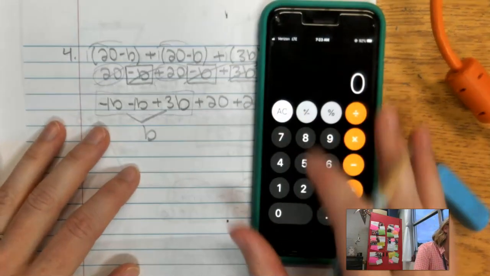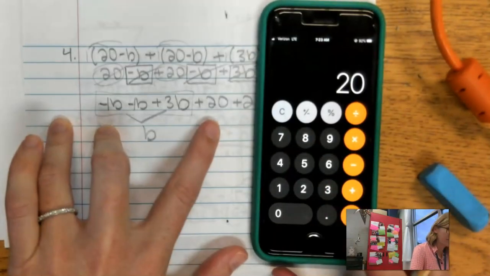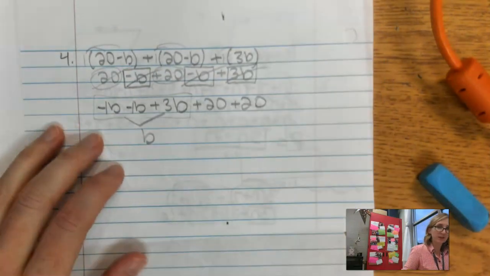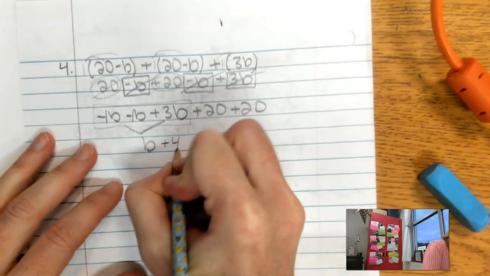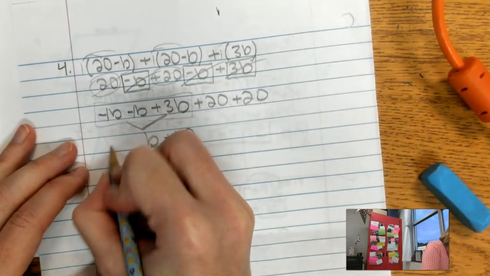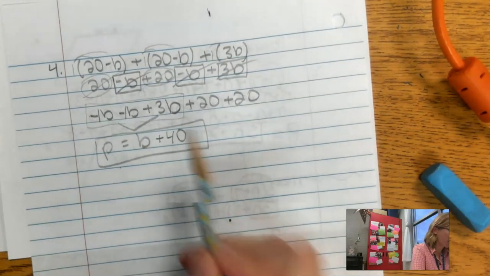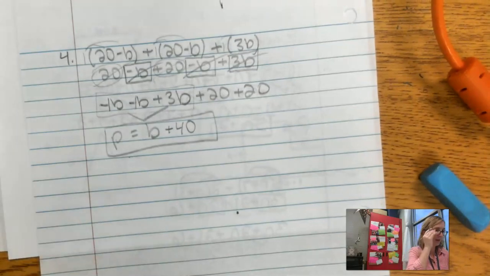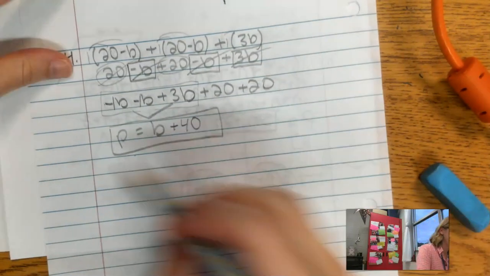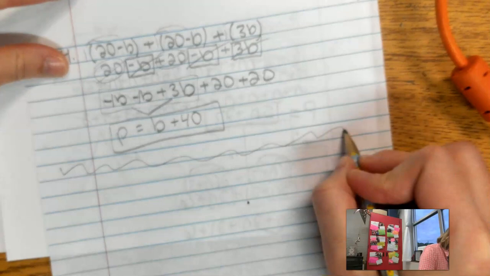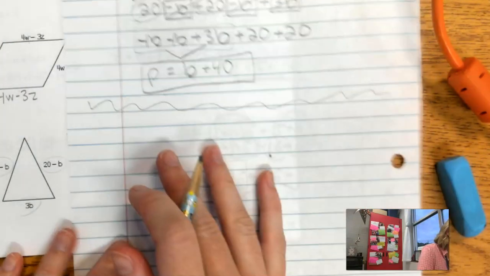All right. Let's go ahead and add these 2 constants. 20 plus 20 is 40. And that's as far as I can go. These are not like terms, because this is a variable and this is a constant, so this is as simplified as I can get.